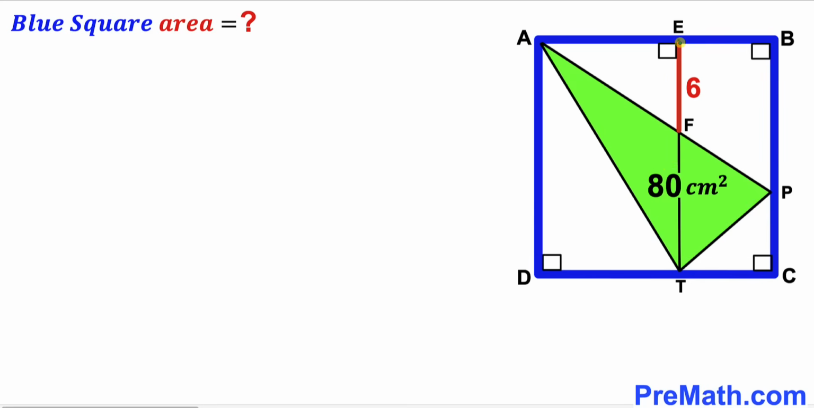And moreover, this perpendicular ET passes through this green triangle, such that this segment EF is 6 centimeter. And now our task is to calculate the area of this blue square ABCD.